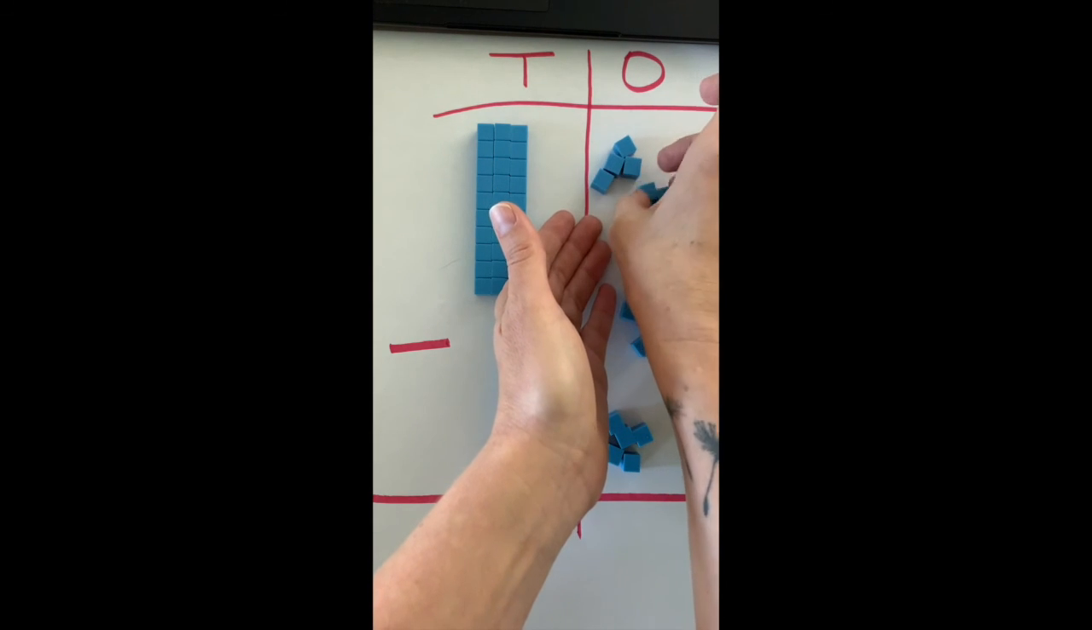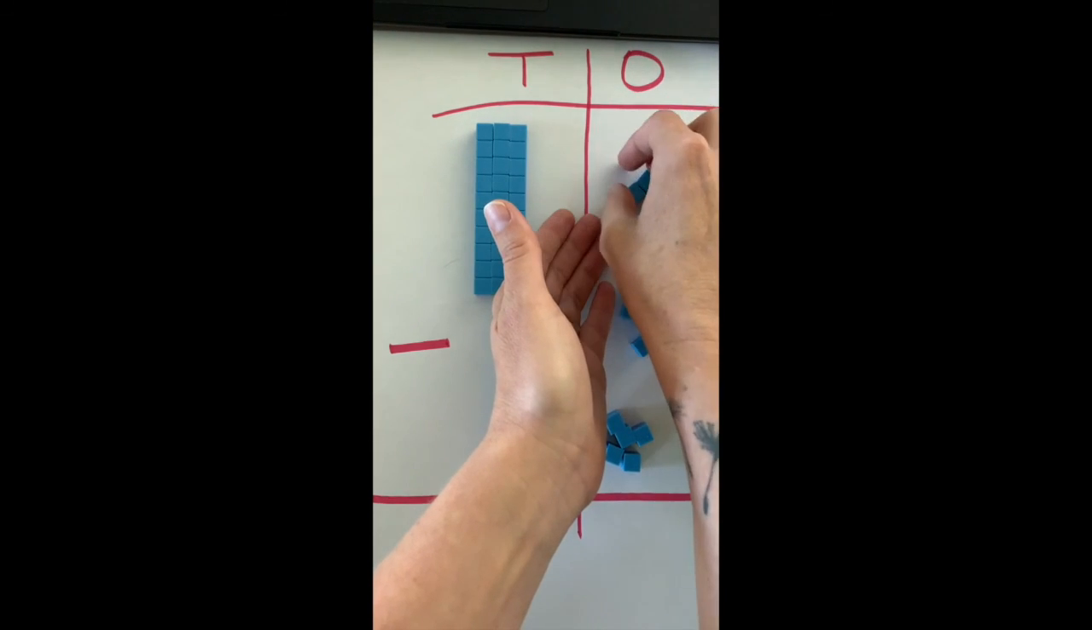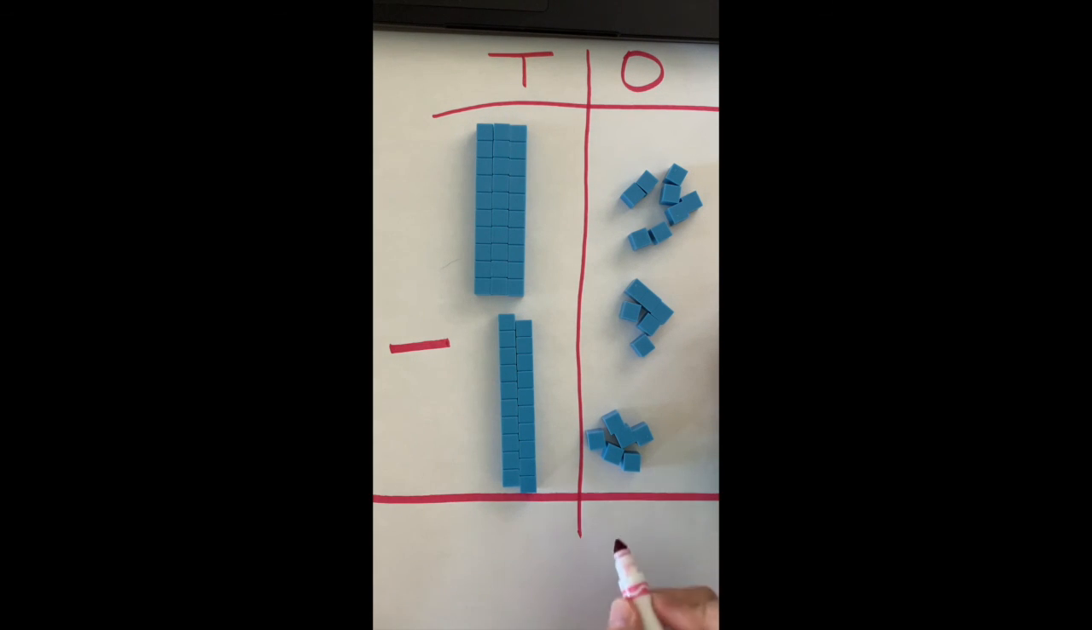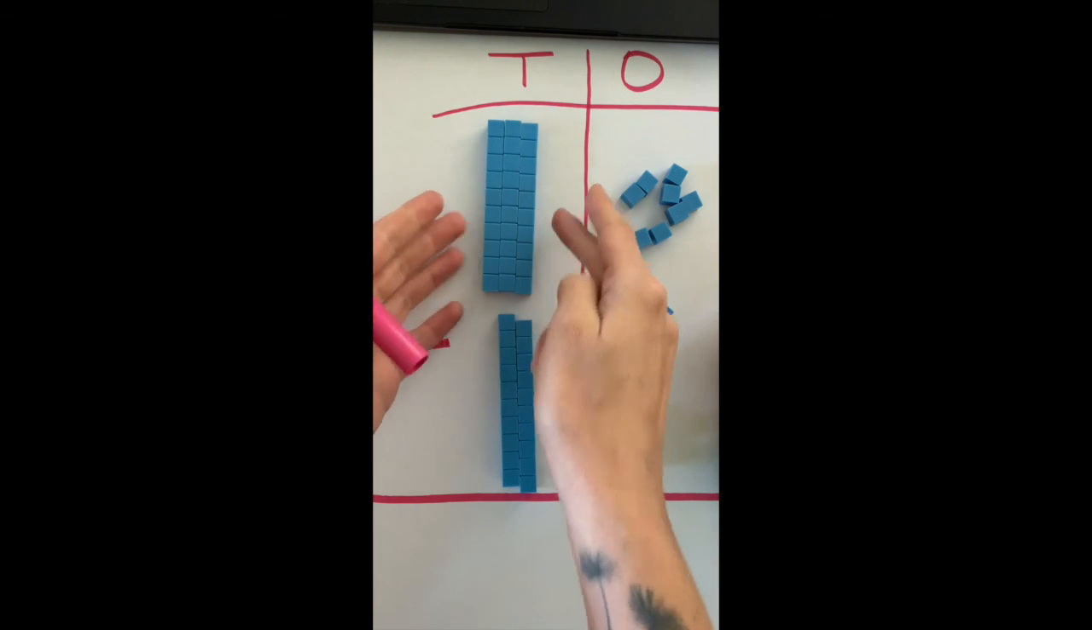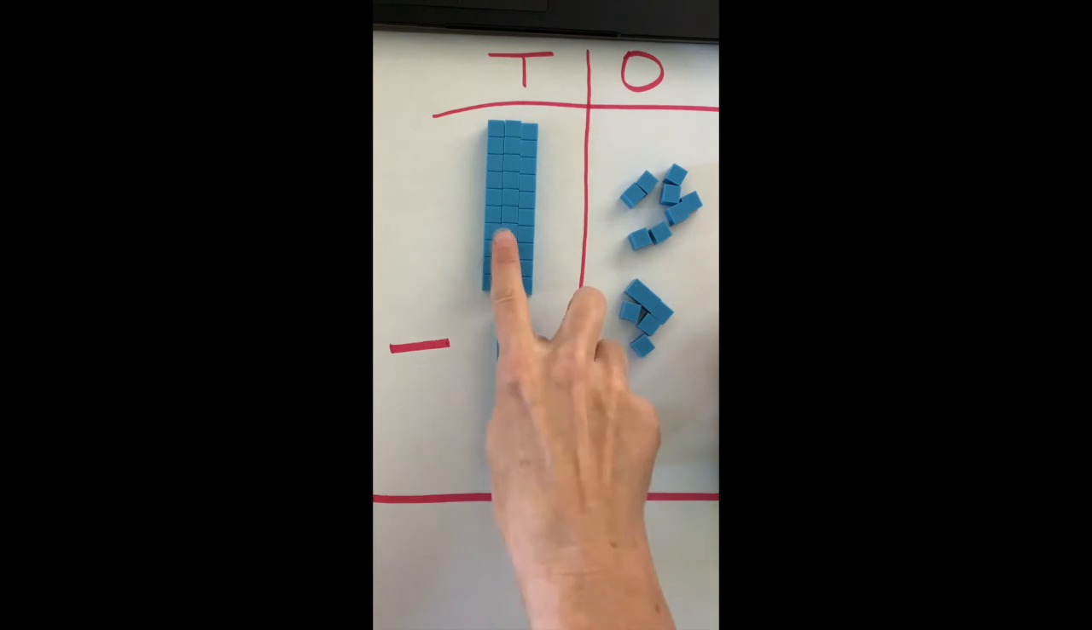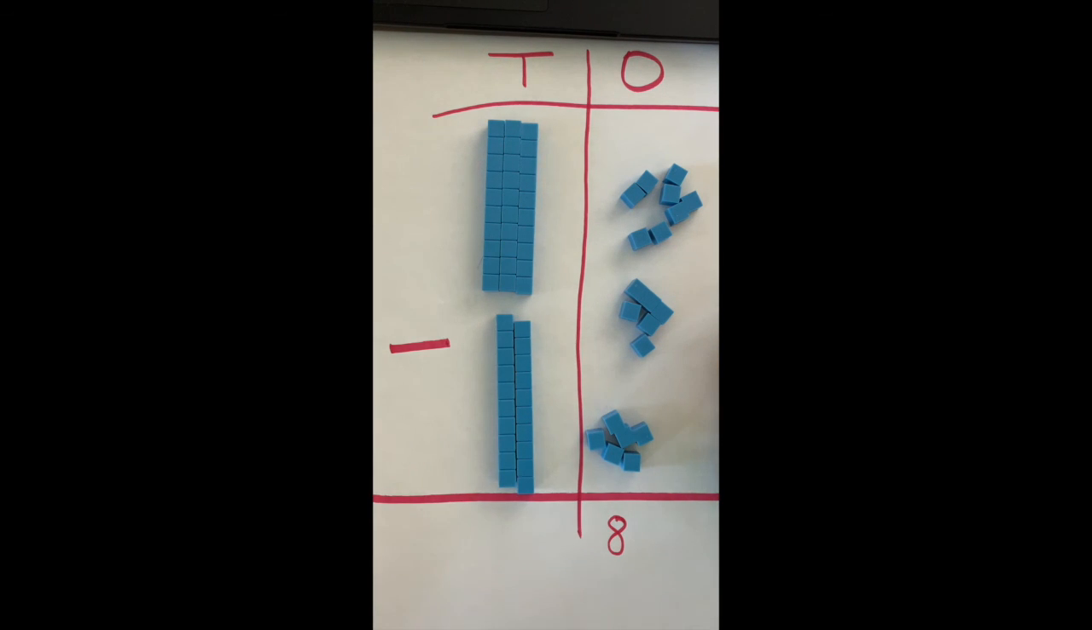2, 4, 6, 8. So then I could write 8, and then on my next side, my 10s, I have 1, 2, 3. I have 30, take away 20. So 3 take away 2 is 1. My answer is 18.